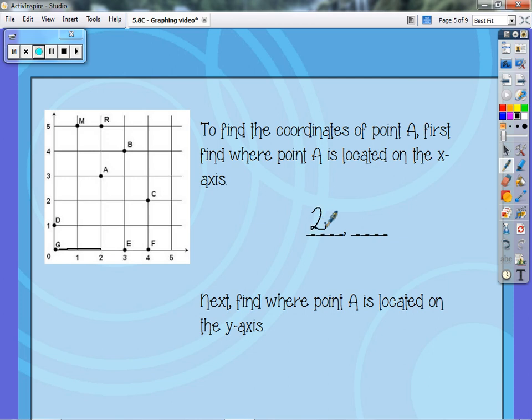Now next, find where point A is located on the y-axis. So now that we've got x, it's much easier to find the y, right? So now we know after we walk to the elevator, now we go up the elevator. We go up to A, and it's 3. So our coordinates for A are 2, 3.